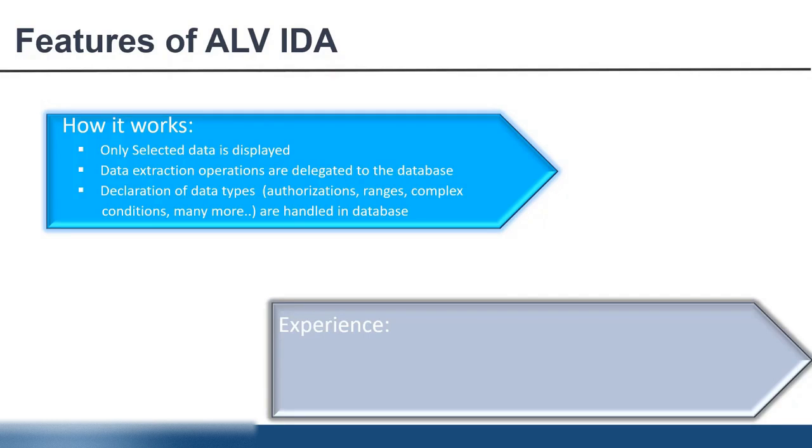As a result, what is the experience? Obviously, the data extraction is much faster because we are handling directly with the database. Memory consumption is limited to only one page. The selected data is not truncated, which happens in case of classical ALV, especially when you have a column with a long text. Many times you can see the data is truncated in classical ALV, which doesn't happen in case of ALV IDA.